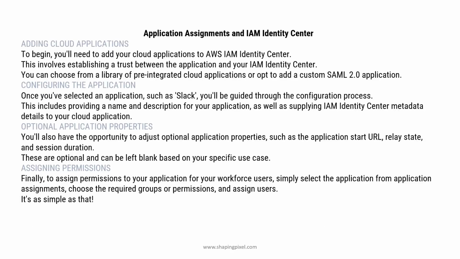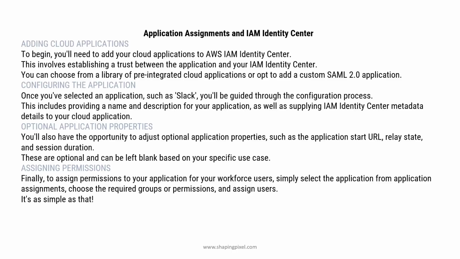So welcome to a quick guide on application assignments in IAM Identity Center. Let's dive in. To begin, you will need to add your cloud applications to AWS IAM Identity Center. This involves establishing a trust between the application and your IAM Identity Center. You can choose from a library of pre-integrated cloud applications or opt to add a custom SAML 2.0 application.